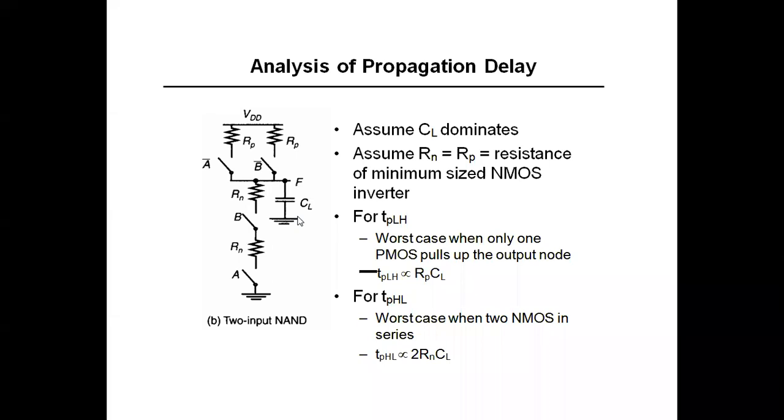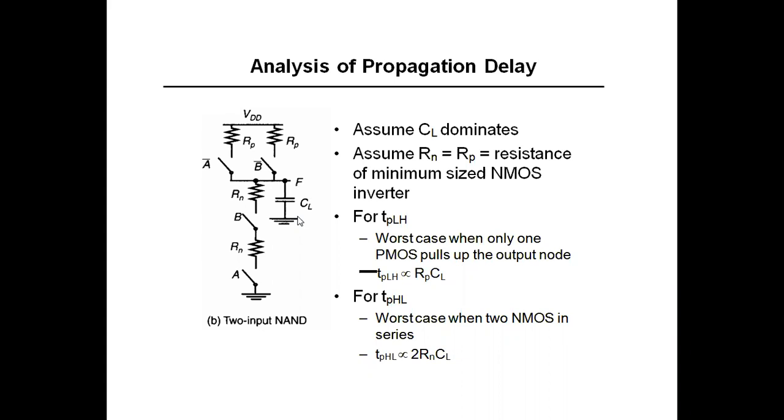Similarly, what is TPHL? Now we will assume the input wave is falling from its high level to low level. In that case, what will be the worst scenario? Either of these two NMOS, at least one, can be connected, right?